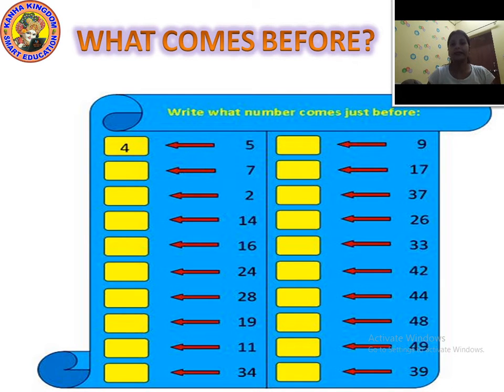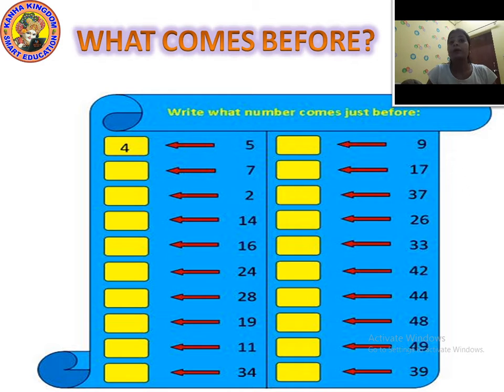Now let's see what comes before. Again I have given here some numbers. Now what we have to do is find out what comes before these numbers. We found out what comes after. Now let's find out what comes before these numbers. The first number is 5. What comes after 5 we have learned, right? After 5 what comes? 6, right?